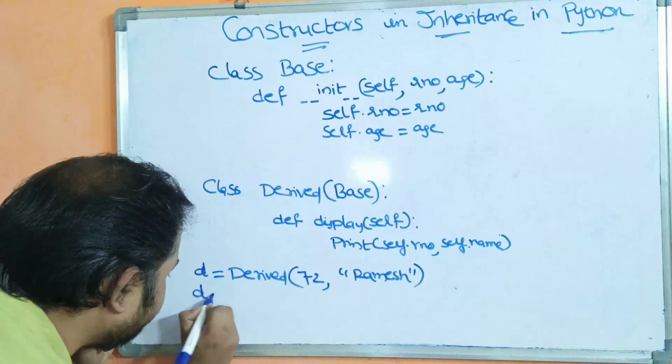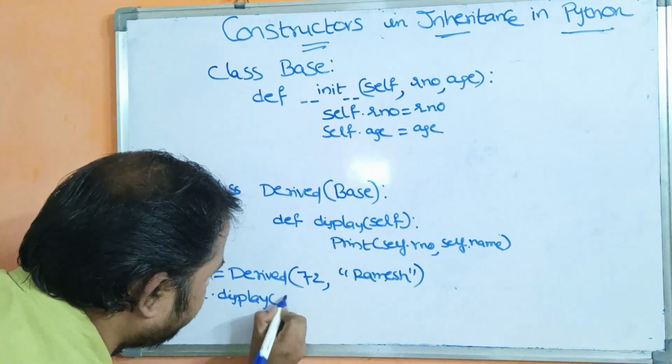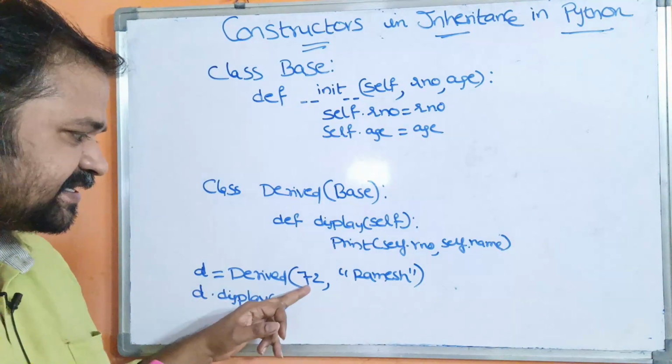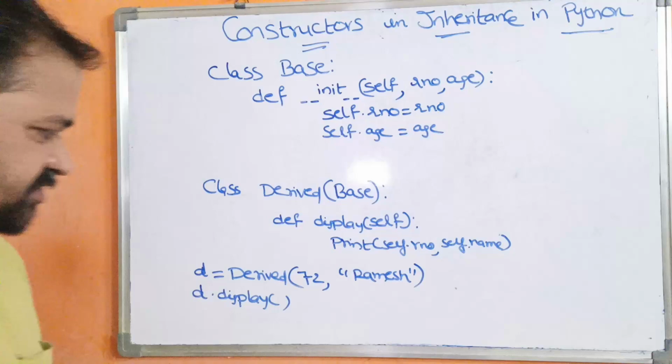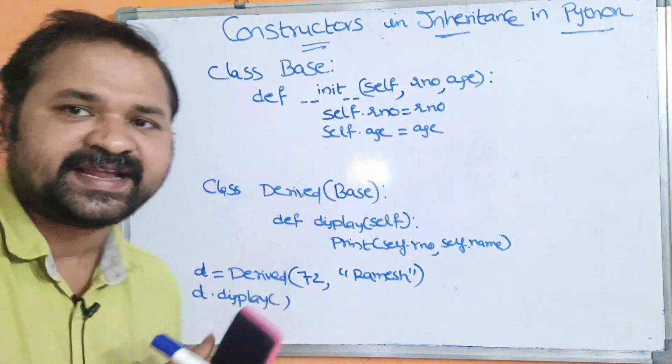Now let us call the display method: D.display. Here an object is created for the derived class, with 72 comma Ramesh. So the control goes to the derived class.